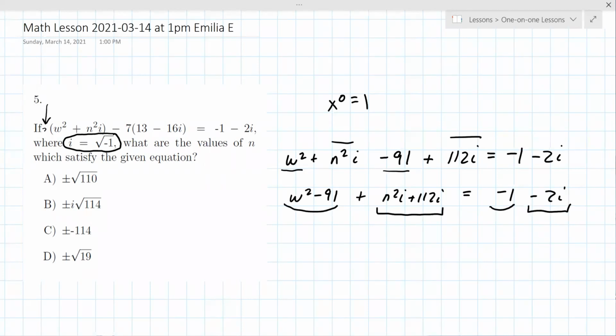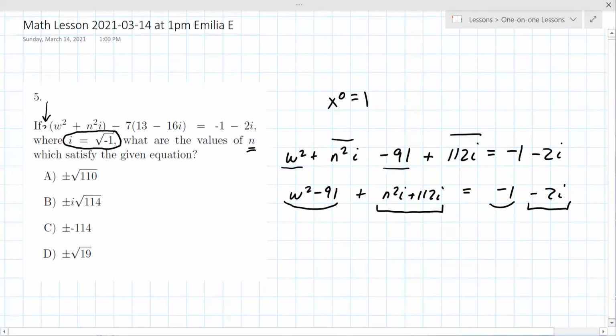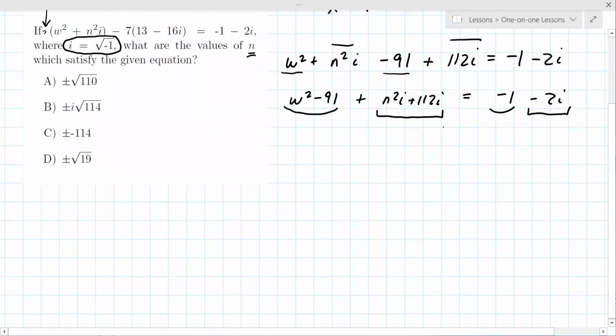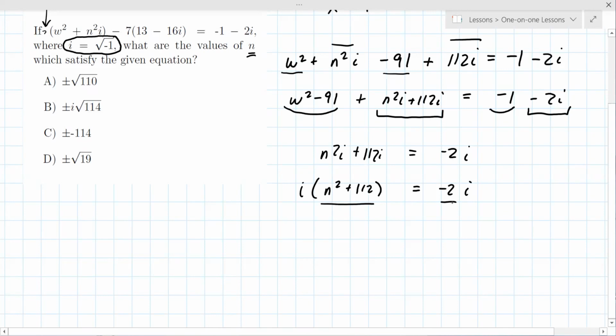So there's really two things it could be asked for. It's asking for n, but it could just as well be asking for w, because you could do that as well. Okay, so let's do them both. We'll do n first, and then we'll solve for w. So we're going to set n squared i plus 112i equal to -2i. And then over here on the left, you're going to factor out an i. So now you set the part that does not have an i equal to this part. And then you solve for n here.